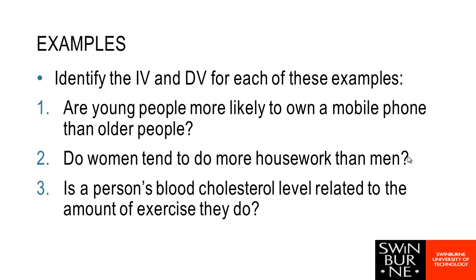Okay, so hopefully you've had a go at each of these three examples. For our first one: younger people are more likely to own a mobile phone than older people. The first thing we need to make sure we do is correctly identify what is a variable. If we're talking about younger people and older people, then the variable that is being measured is age. So we need to make sure that we don't talk about young and old when we're identifying the variable. The variable, the thing that we're measuring, is the age of the people.